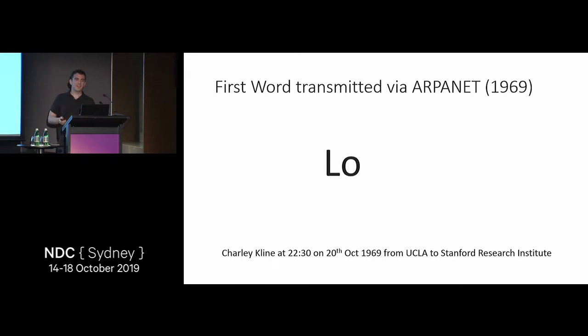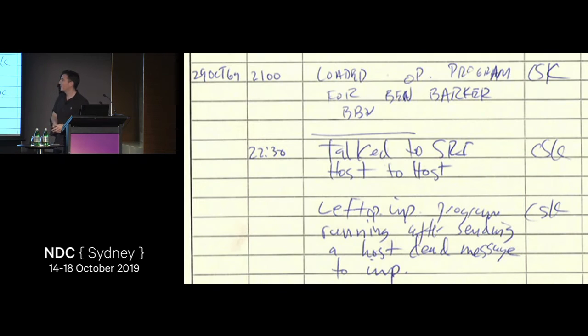They do eventually get this working a couple of hours later, though, and the word is successfully transmitted. And they're on the phone to each other saying, can you see the L? Can you see the O? And you can imagine the excitement at the time. I think, and this is a picture of the log here, it's kind of understated in that, this hasn't been done using this network before. Talk to SRI, host to host, 1030 there.